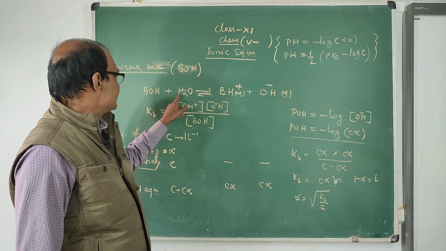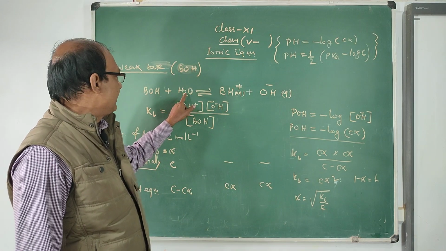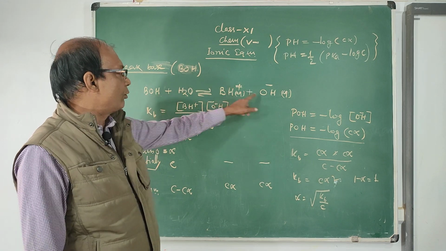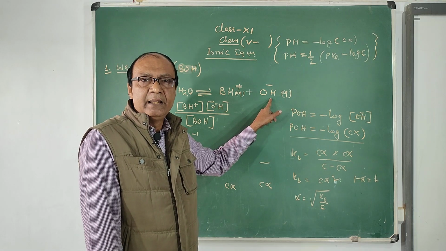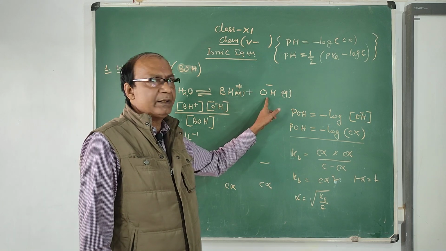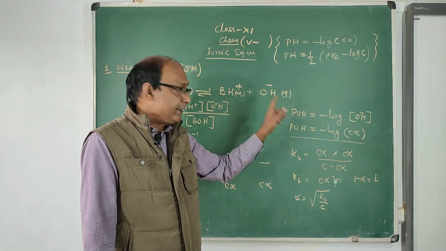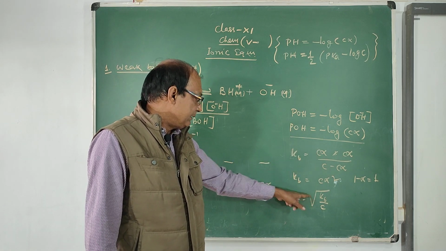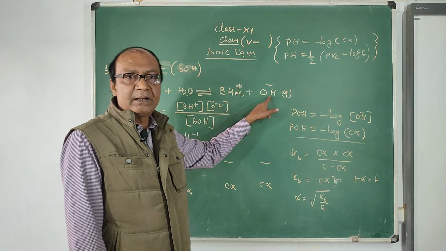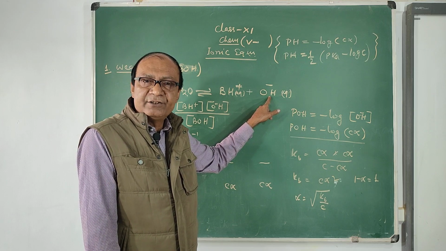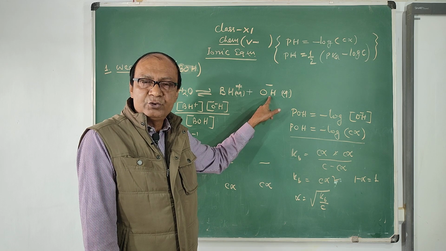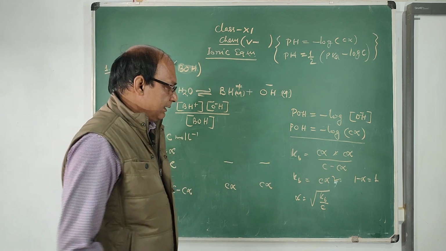Here if you see the process, water is there, H2O is there. In presence of water, the dissociation takes place, BH plus OH minus. So some part of OH minus is coming from water. You can also write 2 here. If you write 2, the expression will be different here, it will be square. So remember the OH minus concentration from water is neglected here. So we are writing OH minus.